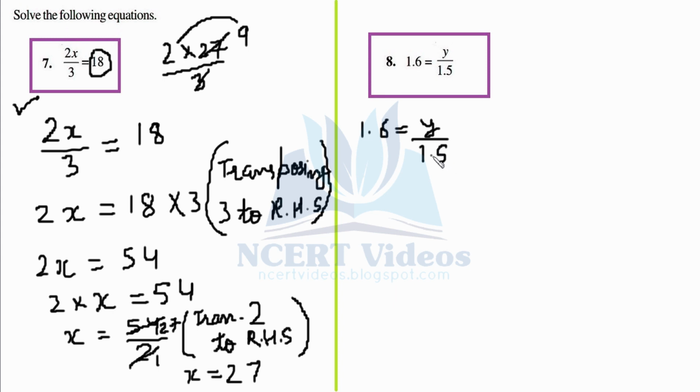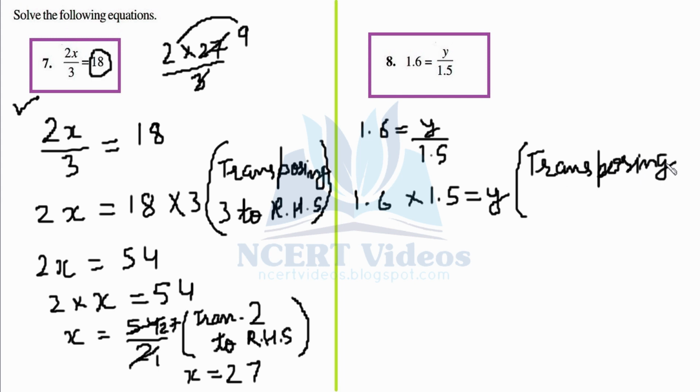Now let's shift 1.5. Here it is getting divided. When we shift it towards the left hand side, it would multiply. So we are doing the same. 1.6 is getting multiplied with 1.5, and that separates our variable y on the left hand side. And obviously the reason would be transposing. Just remember the spelling. What we are transposing is 1.5, which was dividing on the right hand side, to the left hand side, so LHS. So use your mind and watch carefully to which direction we are transposing.